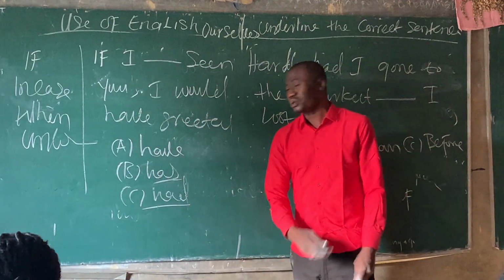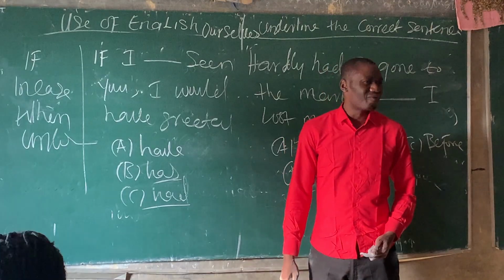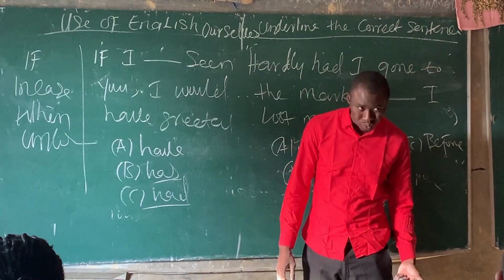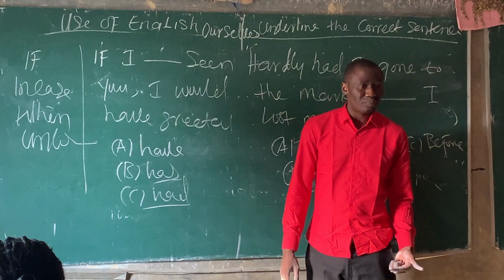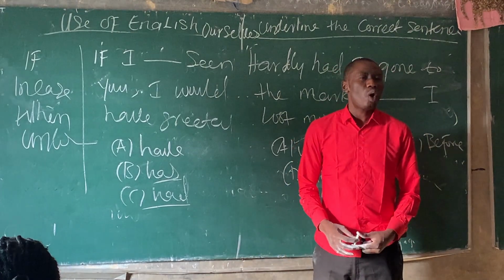If I have seen you, I would have greeted you. And you do not say, if I have seen you, I will have greeted you. It's not will, it's would. It's past tense. It's not practicable. It is not done. It's an unrealistic event.